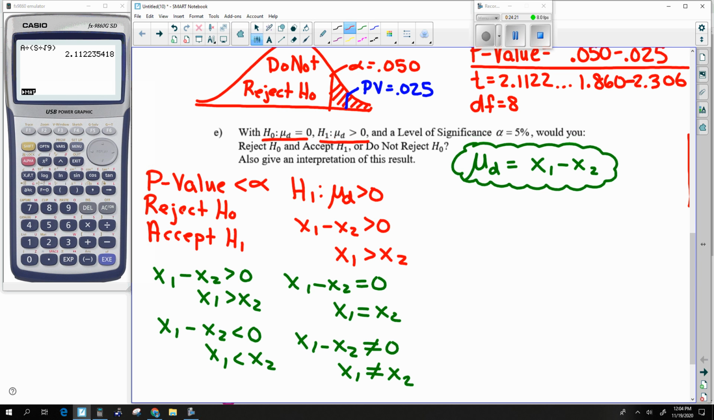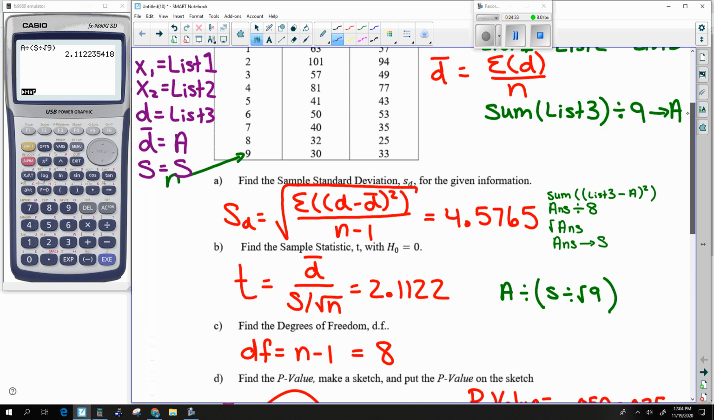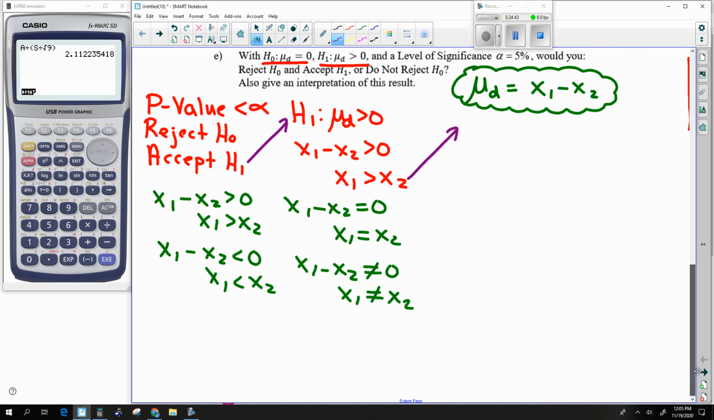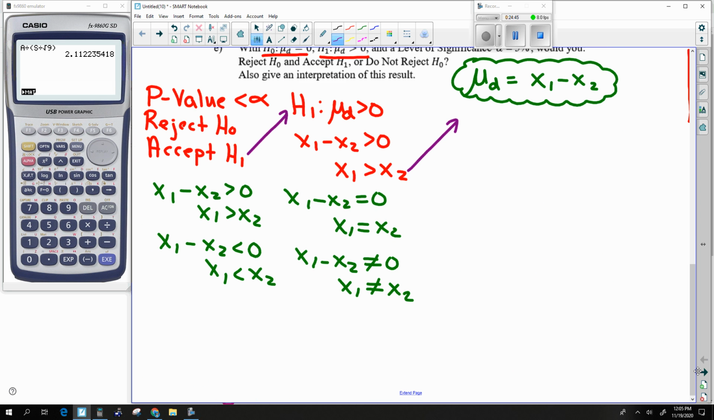What is this saying? What is this result physically saying? Okay, so I need to know what x1 and x2 are. x1 is the new shoes punt distance. x2 is the regular shoes punt distance. So I need to say x1 is greater than x2 in physical words.